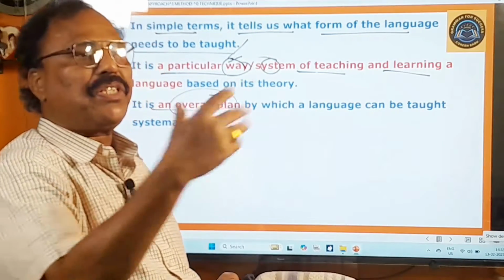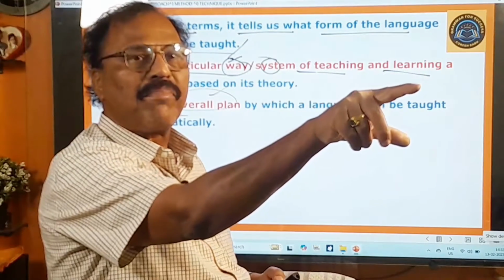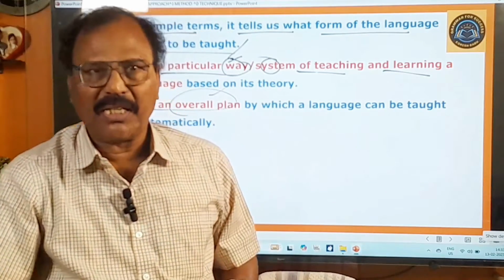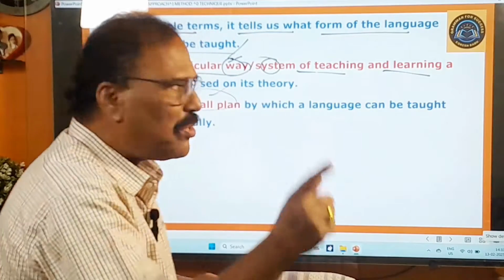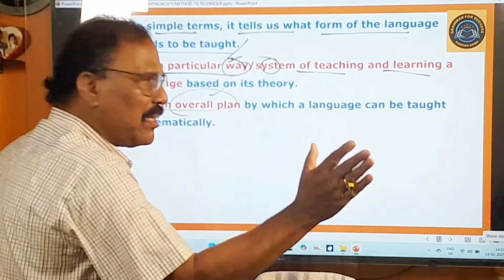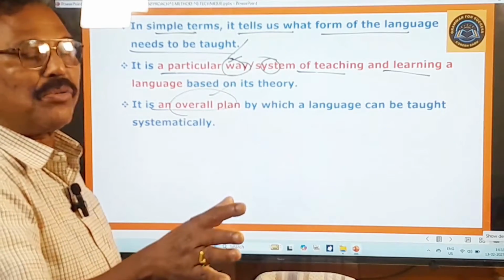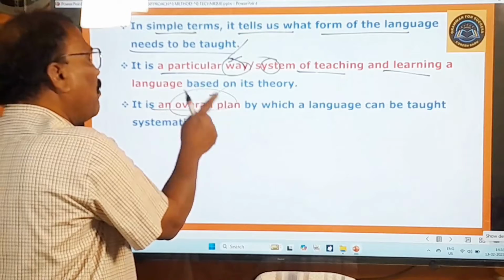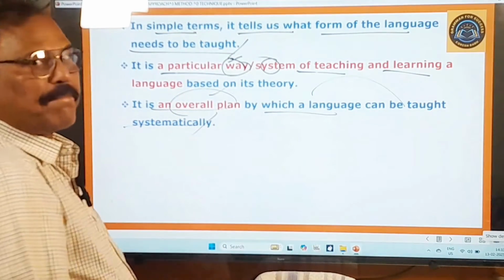Suppose you want to finish the syllabus for some class. You will have some plan. This month you have to teach these items, next month these items, third month these items, fifth month, sixth month. So you will have a teaching plan. Here also, to learn a language, there is a plan, and about that plan this approach tells you. That's why approach is nothing but an overall plan by which a language can be taught systematically.